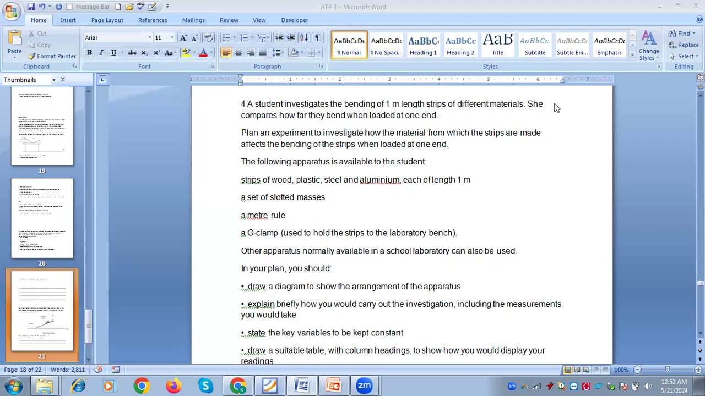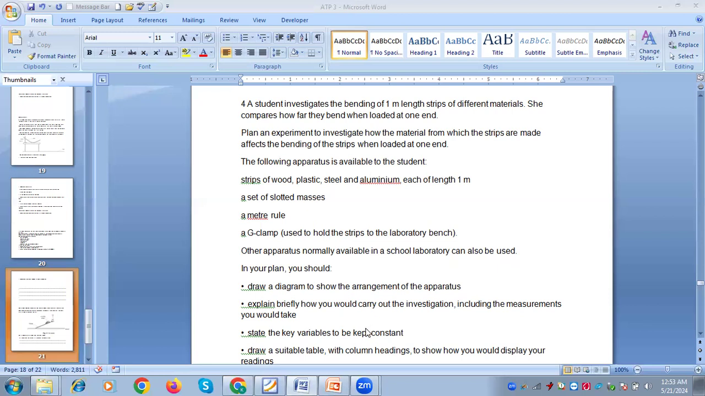Before starting with the discussion, you should be familiar with some pieces of apparatus which you may need during the planning in order to solve the planning questions. Actually, you don't perform the experiments in the examination, but you should be familiar with the use of different pieces of apparatus like stand and clamp, set square, meter rule, slotted masses, spirit level, etc.